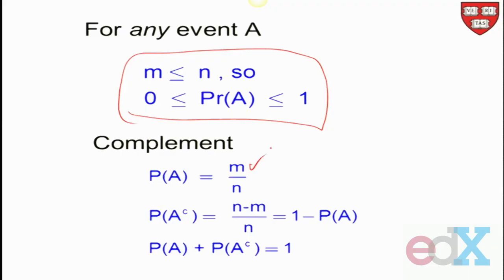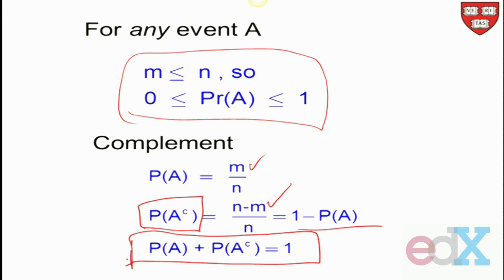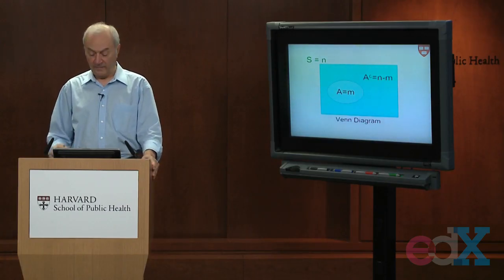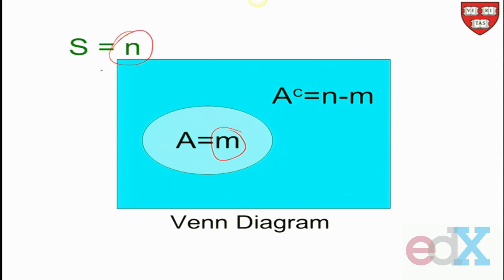Remember the complement? Well, if A happened m times, that means the other n minus m times A didn't happen, which is the complement. So the complement is n minus m. So there it is. The probability of the complement is 1 minus the probability of the event. Or another way of saying that is the probability of A plus the probability of A complement is equal to 1. So here we have it in our Venn diagram. M times it happened out of the n. S was n. A happens m times. And there's the complement, which is n minus m.